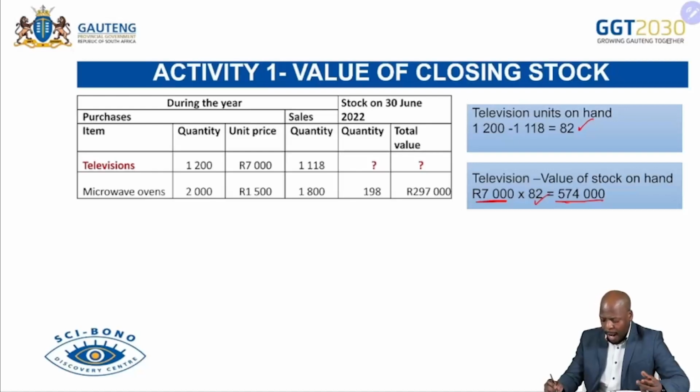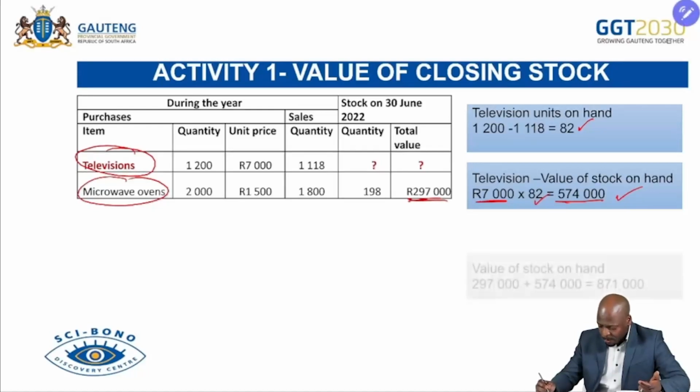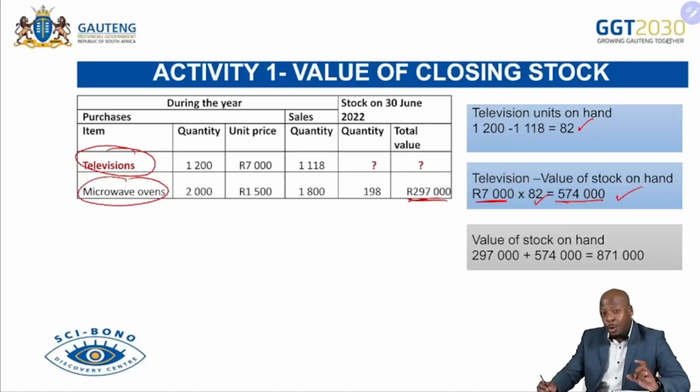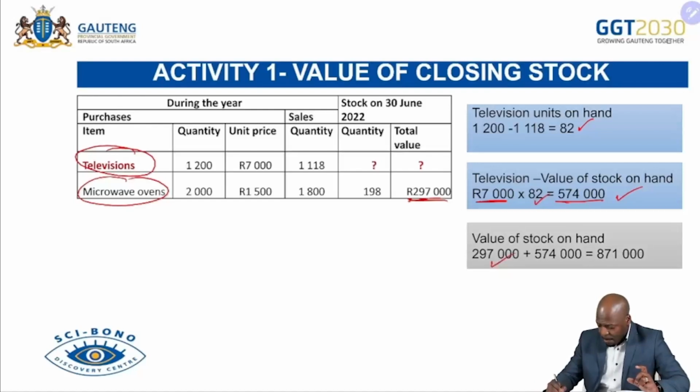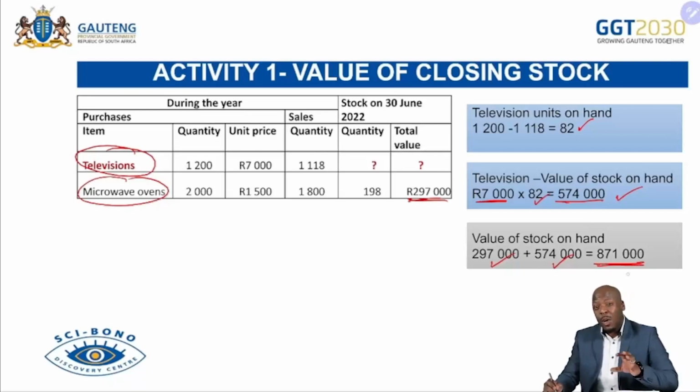All right. So I now have 2 aspects, which is my televisions, which is now 574, but I also have my microwave ovens, which is 297,000. Now, you would see if I add the 2 stock values, that is the 297 plus the 574, I end up with 871,000. 871,000 is an amount of our inventory that was not taken into account when we did the physical stock count. Therefore, the amount that we have in the trial balance is missing this particular amount, if I can say so.